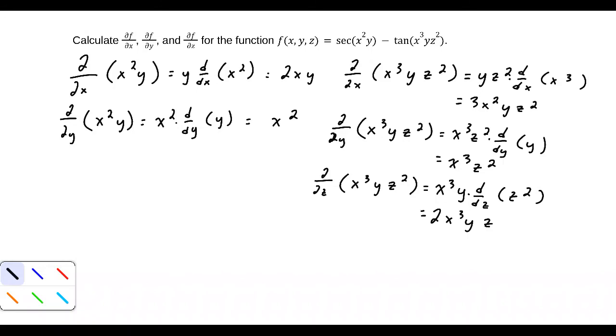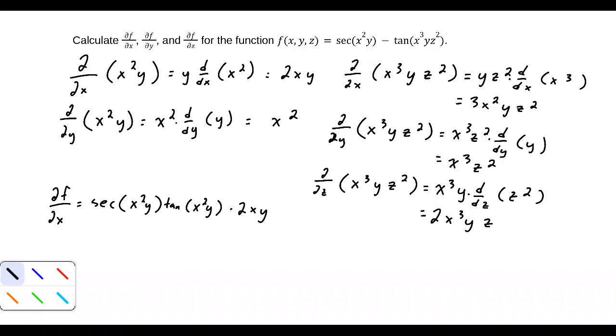Now we're going to apply the chain rule to our original function f of x, y, z, so that the partial of f with respect to x would be equal to secant of x squared y multiplied by tangent of x squared y multiplied by the partial with respect to x of x squared y, which we already determined is 2xy. So multiply by 2xy.